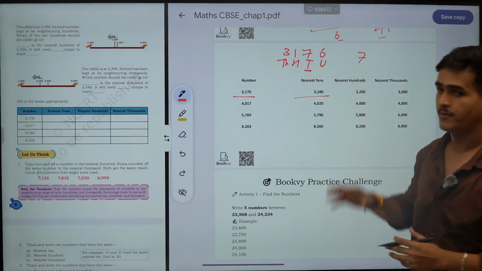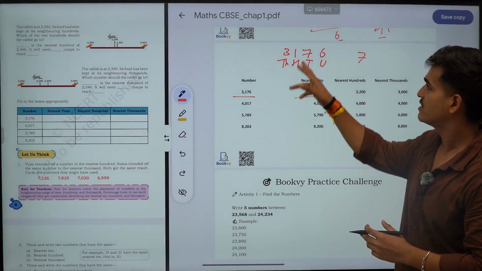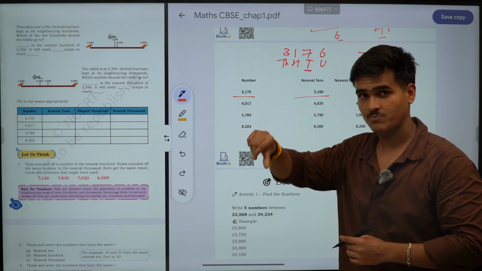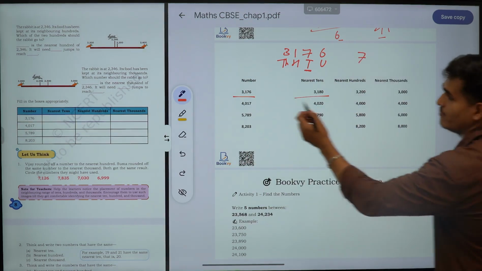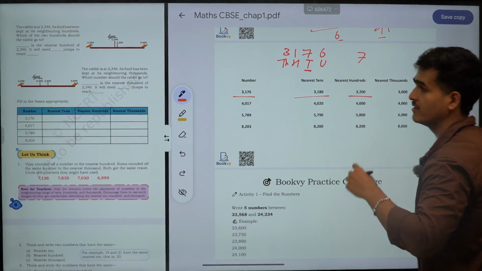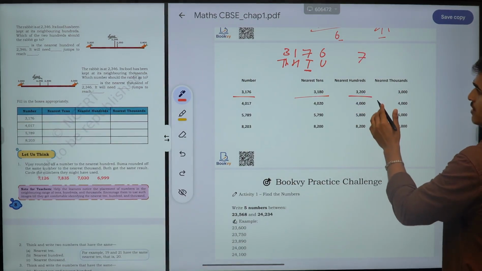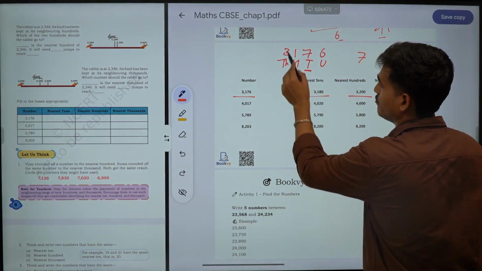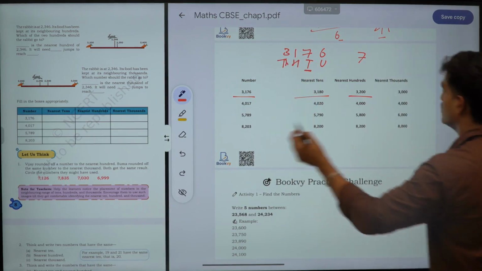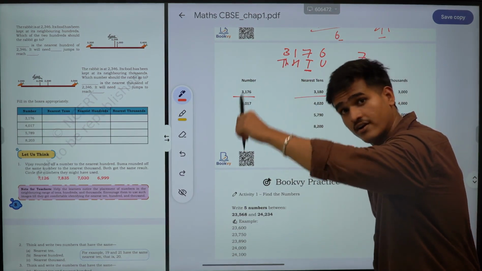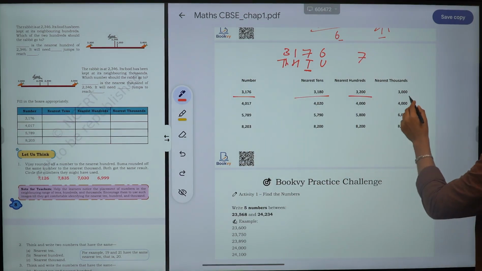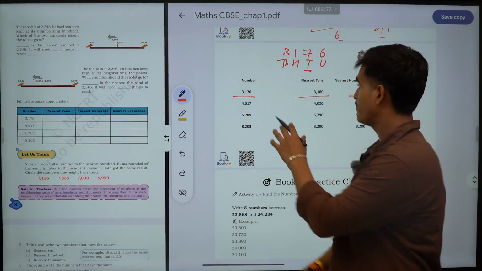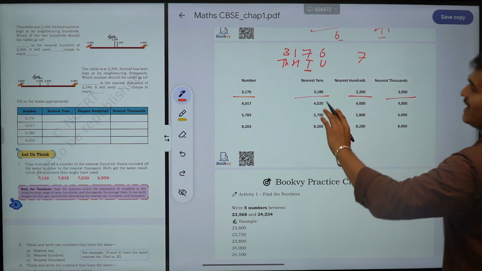Now we go with the hundreds place. What is the number in the hundreds place? 1. 1 is below 5, so we have to go down. For the hundreds place, we'll go for 3200. Now the nearest thousand. What is the number in the thousands place? 3, right? So we will go down, and it will become 3000. We simply round down the tens and the hundreds. We have to make it as simple as that.